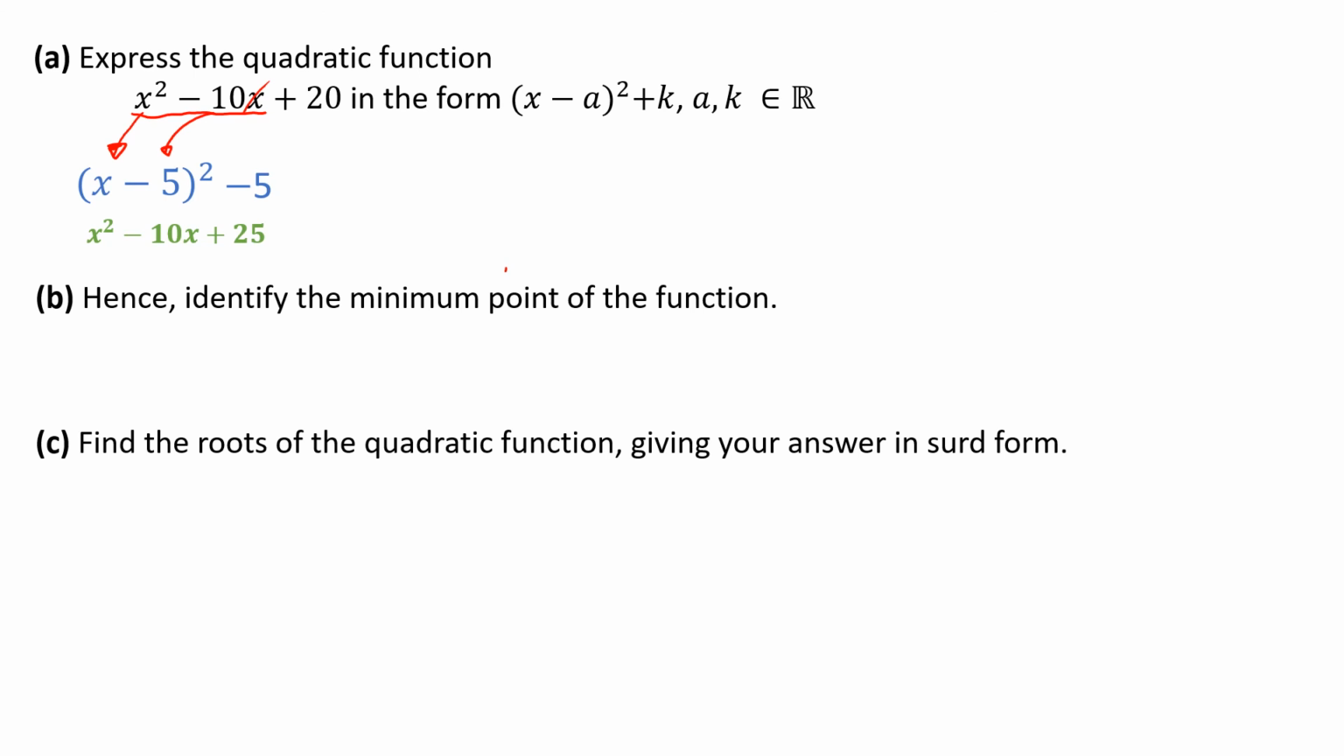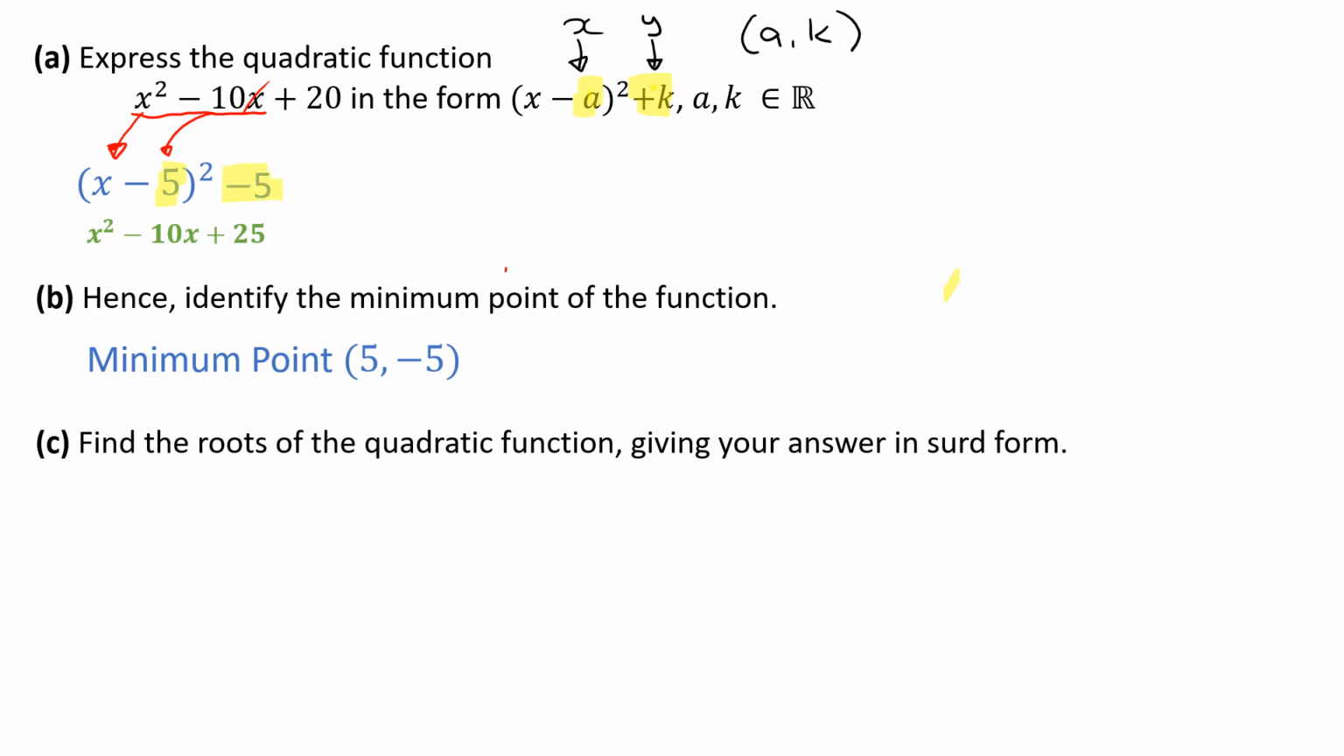Then it asks us to identify the minimum point of the function. The minimum point is always given by the 2 numbers, the one in the bracket and the one outside the bracket. So here, the minimum point will be (a, k). Here I get my x coordinate, here I get my y coordinate. The x coordinate, we have to be careful, the sign will change. The y coordinate, it doesn't. So from what we've done in part A, we have 5 and minus 5.